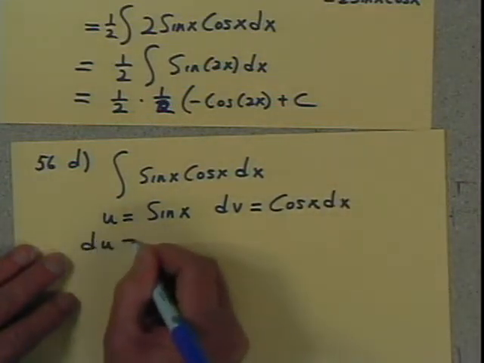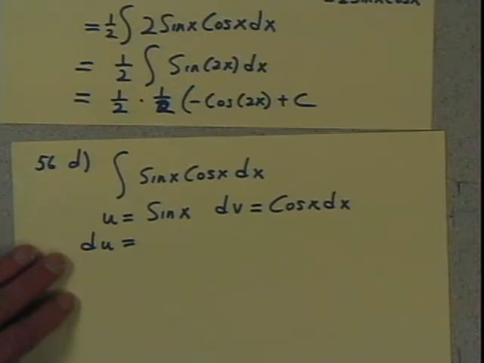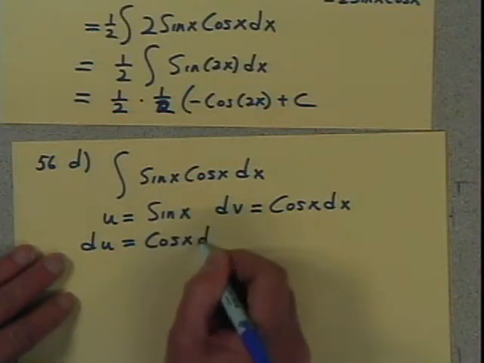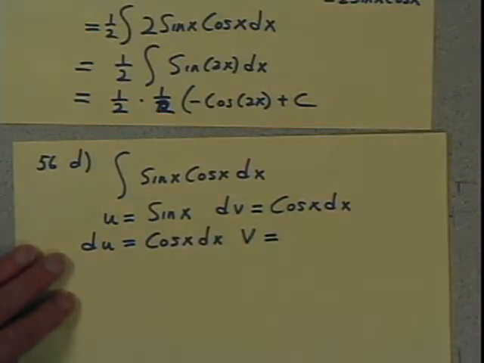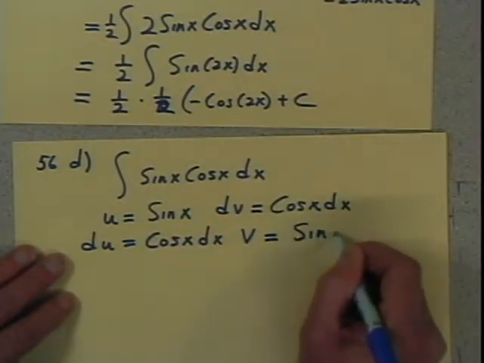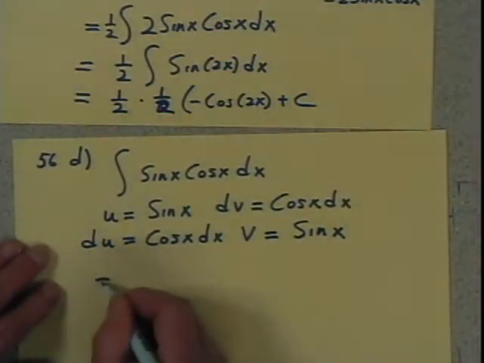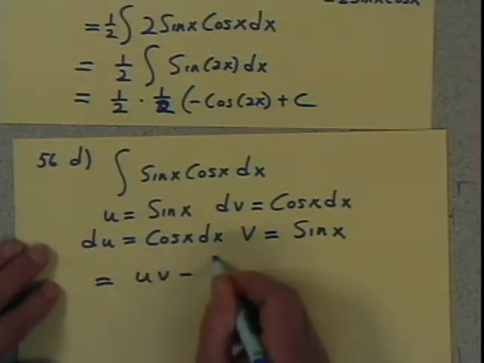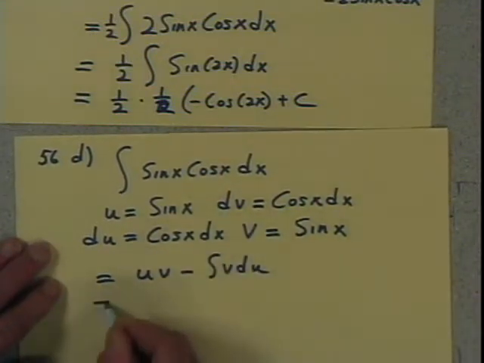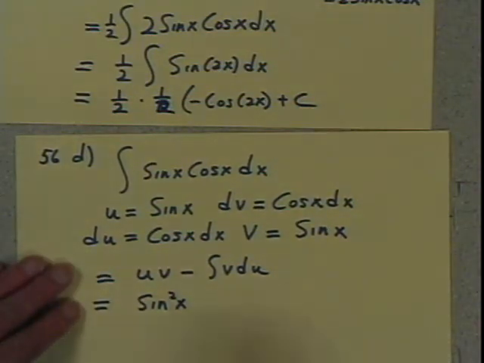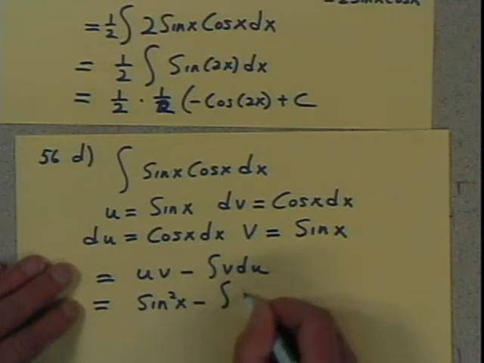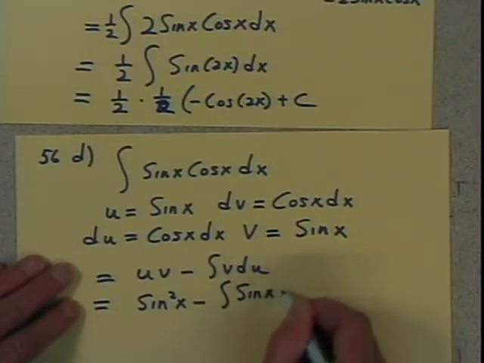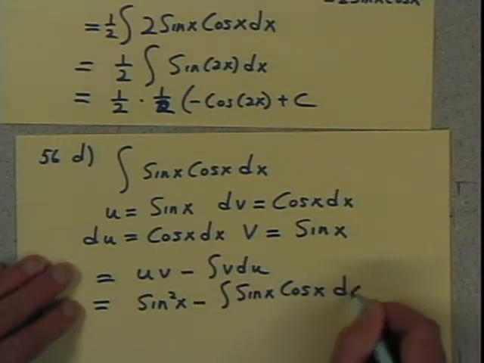To fill in the formula, I need to know what du is, and I also need to know what v is. What's the antiderivative of cosine? Correct. The integral is supposed to equal uv minus the integral of v du. Filling that in, it'd be sine squared x minus the integral of sine x cosine x dx.